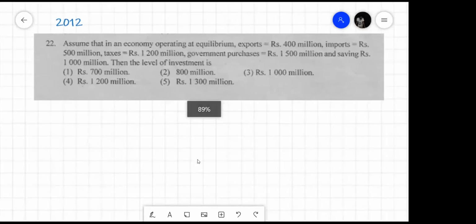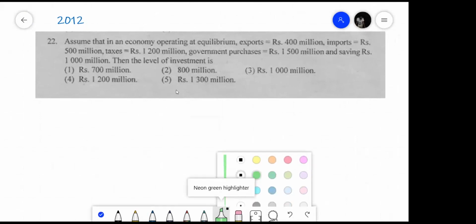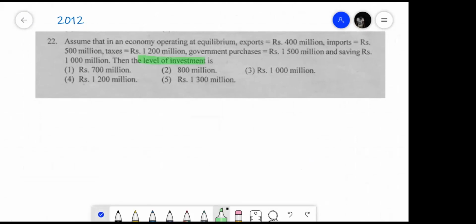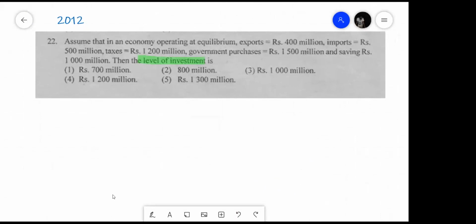Okay, we'll go with 2012. Here also it's the same thing, the same equation as the last question. Now here they're asking you for the level of investment. Can you all calculate this? I'll give you 2 minutes. Same equation as the previous sum. I told you they'll give you five and ask for the missing one. Can you put in the numbers? Injections equals withdrawals. Put in your numbers and find what investment is. How much are we getting, guys? Recheck your answers.